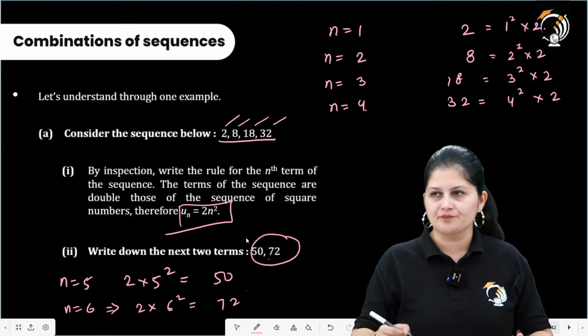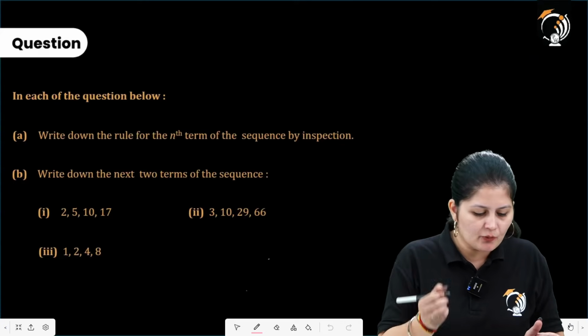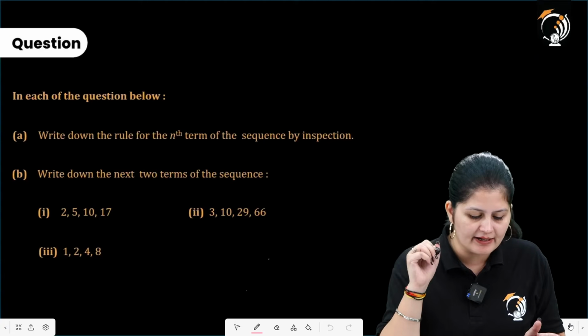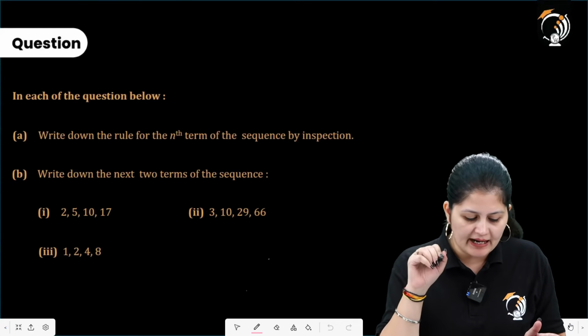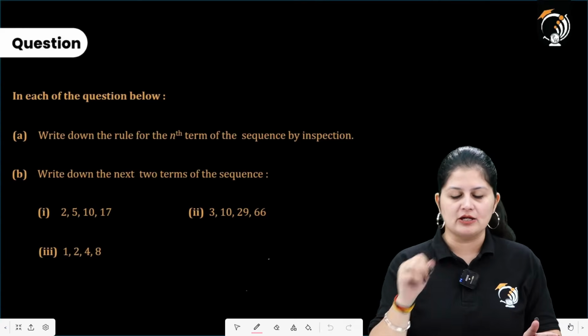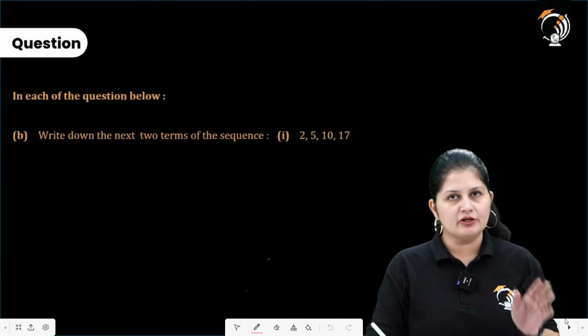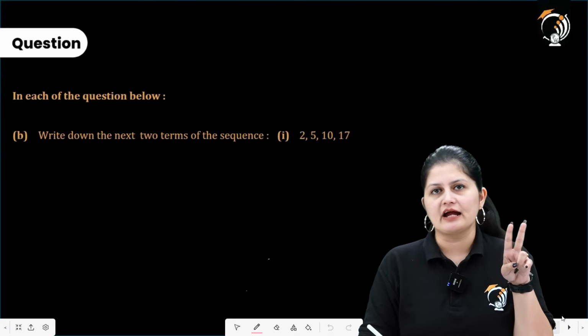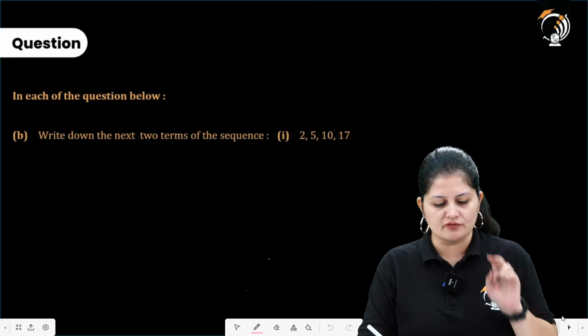Is that clear? Now, moving to the next question. Here the question says: in each of the questions below, write down the rule for the nth term of the sequence by inspection, and write down the next two terms of the sequence. So firstly, let's move on to the first one. We need to get two things here: firstly the nth term, and then the next two terms of the given sequence.